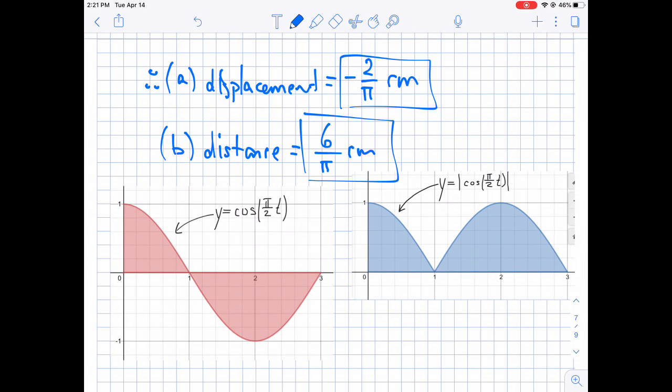You should also always expect your distance to be larger than or equal to the displacement. Okay, so now that we have finished off this example, let's take a look at one more.